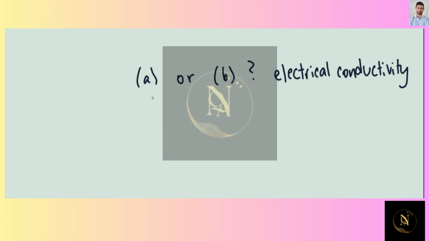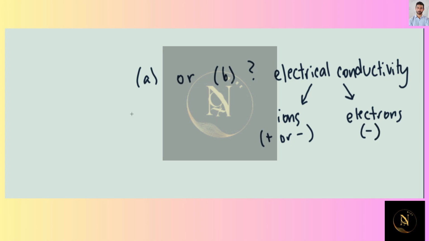All right, so this question is asking us to identify which molecular fragment, A or B, is going to be a better conductor of electricity. Now, what you need to know is that electrical conductivity has to do with the movement of charged particles in a molecule. These charged particles can be ions, which are either positive or negative, or they can be electrons, which are always negative.